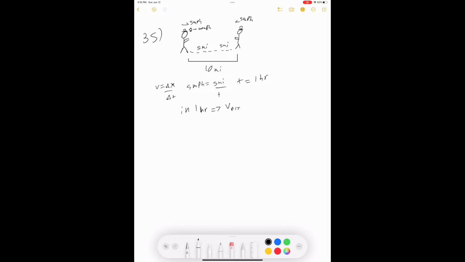So I think that as long as you recognize that they're going to be crashing after an hour, you should be all good if you remember the relationship between velocity, distance, and time.